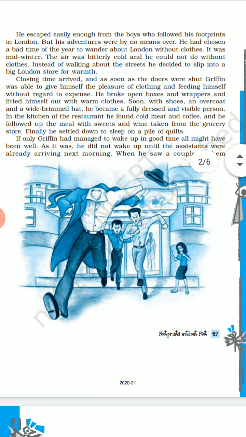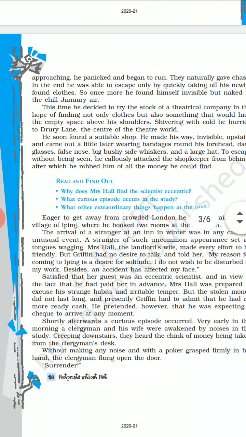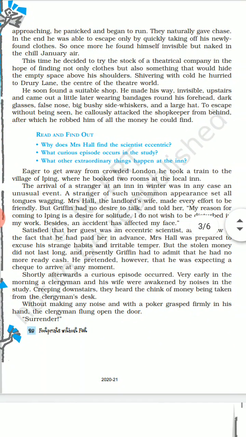Now next, when he saw a couple of them approaching, he panicked and began to run. They naturally gave chase. In the end, he was able to escape only by quickly taking off his newly found clothes. So once more he found himself invisible but naked in the chill January air.